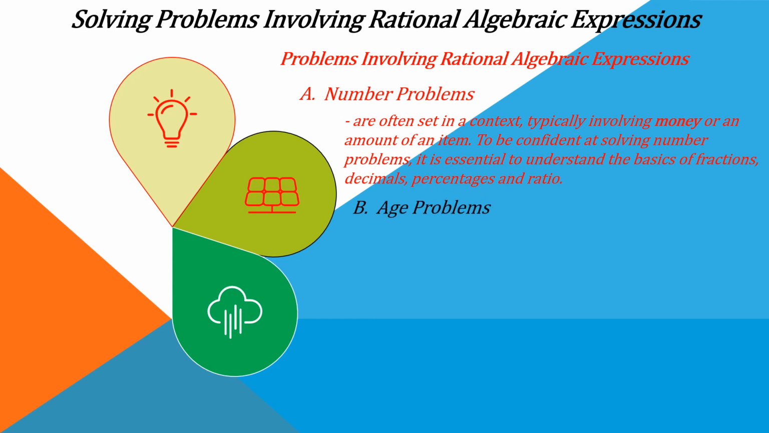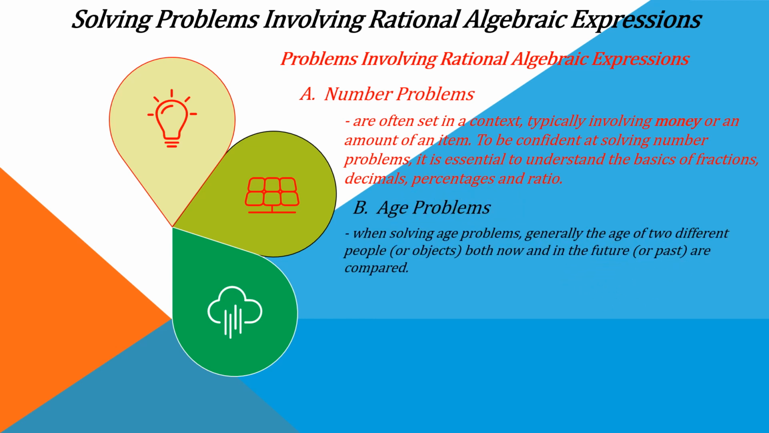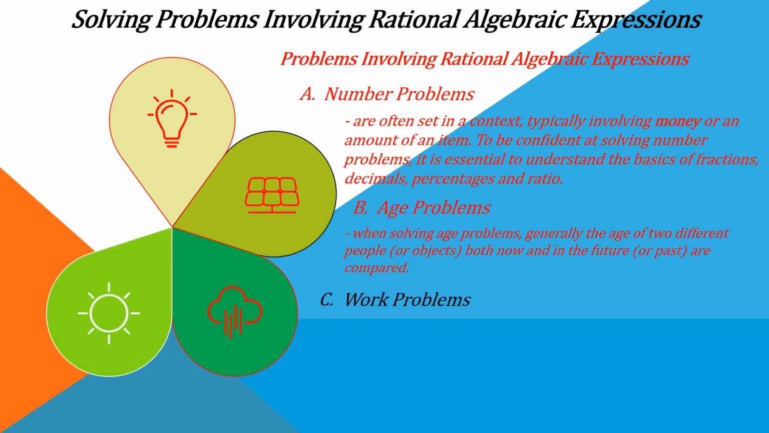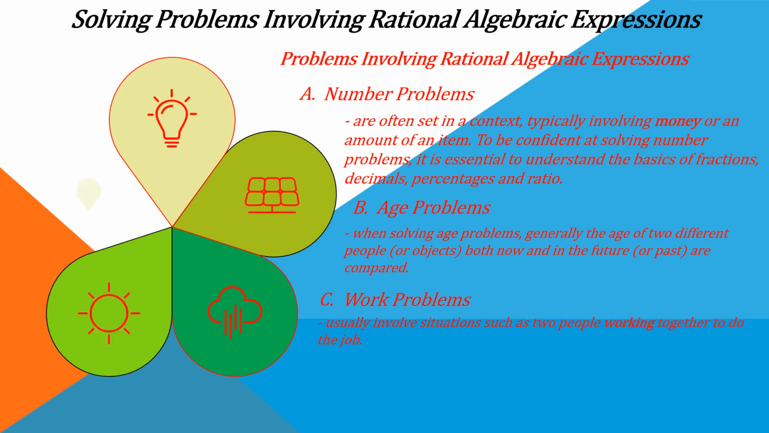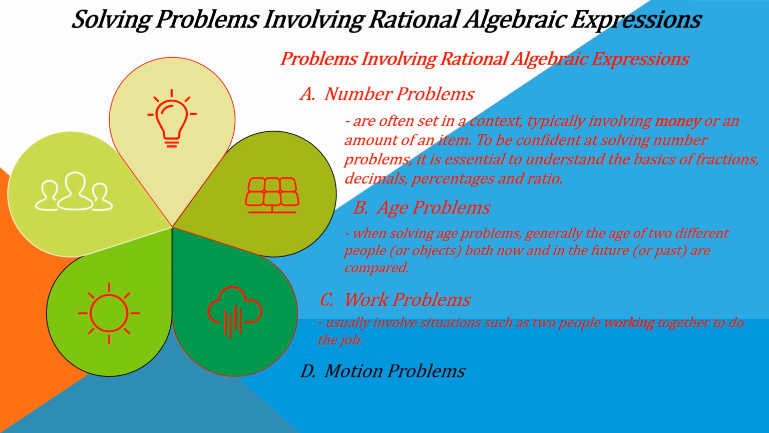Letter B, age problem. When solving age problems, generally the ages of 2 different people or objects, both now and in the future or from the past, are compared. Letter C, work problems. Usually involve situations such as 2 people working together to do the job. And letter D, motion problems. It is mathematically described in terms of displacement, distance, velocity, acceleration, speed, and time.